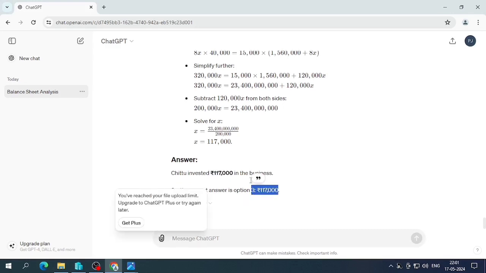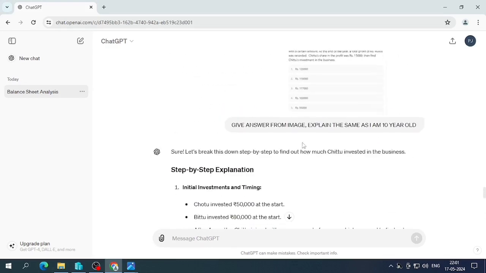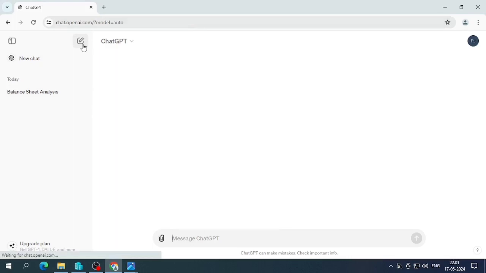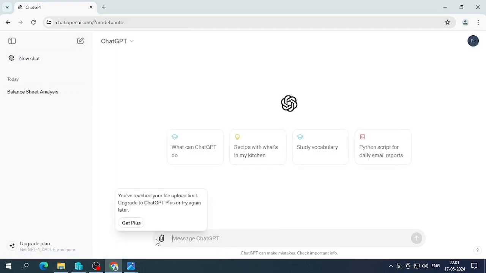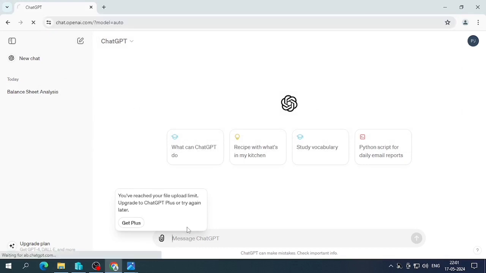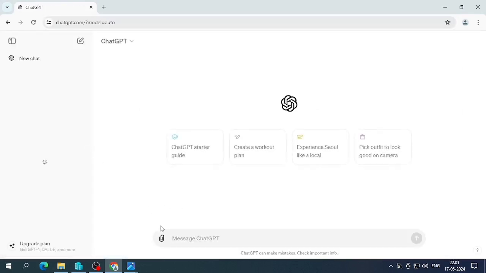Now, I have uploaded three images. Whenever I try to upload again, you can see that it says you have reached your file upload limit. Upgrade to ChatGPT Plus or try again later. So let's try again later. Probably I have to upgrade the plan, or I have to wait for some hours. If I want to upload new files, then I have to upgrade my plan.